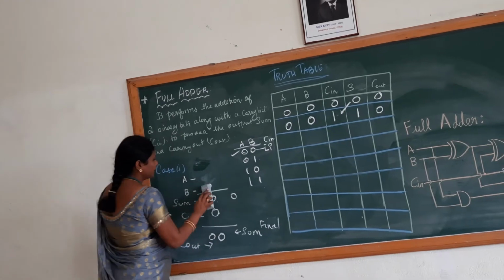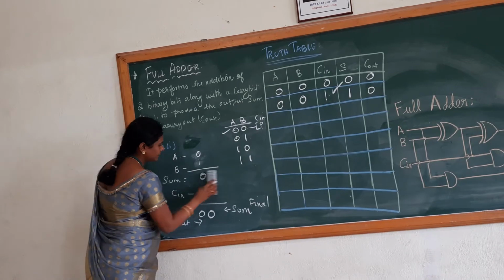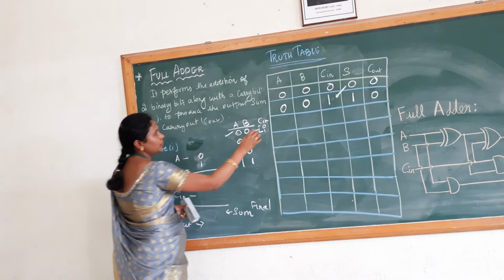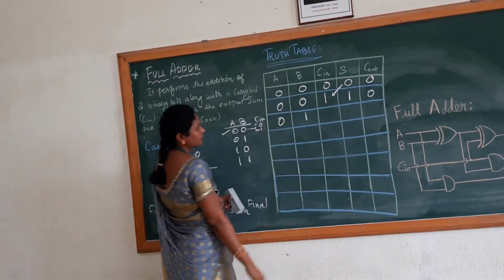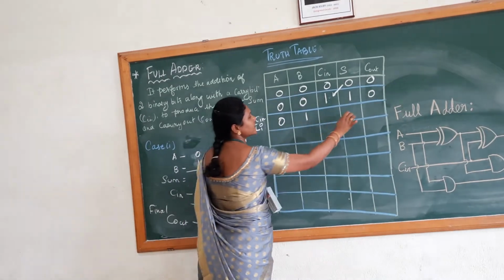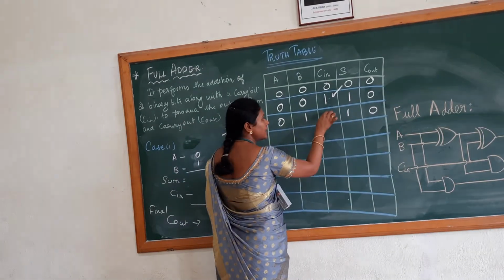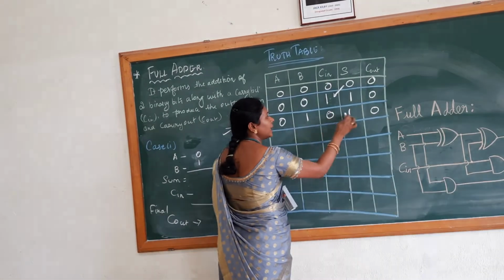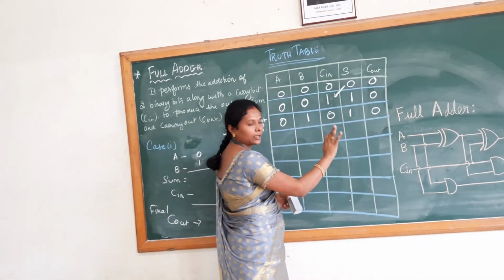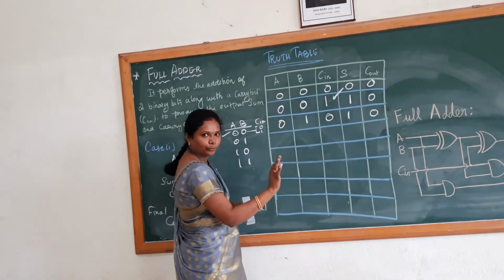For the next case, when the inputs are 0 and 1, what is my sum and carry? When the inputs are 0 and 1, what would be the addition? Simply, 0 plus 1 is 1. Sum is 1, carry out is 0. If my previous generated carry is 0, again it will perform the addition. 0 plus 1 is 1, so there is no change. The sum will be 1 and carry out will be 0.